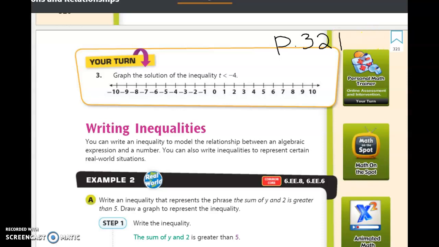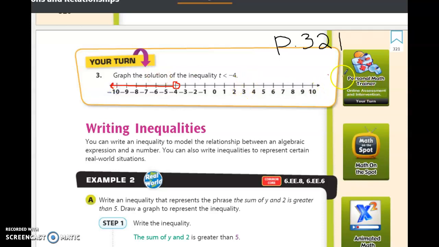If we're going to graph this, we know t cannot be -4. So we're going to go to -4 and put an open circle that shows it doesn't include -4, but we know t can be anything on this side of the graph, and that our equation would be true.